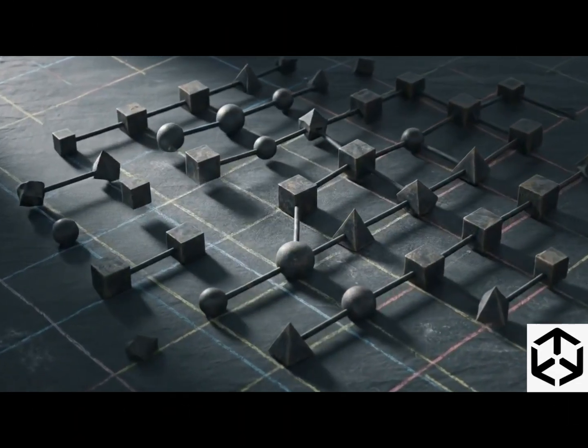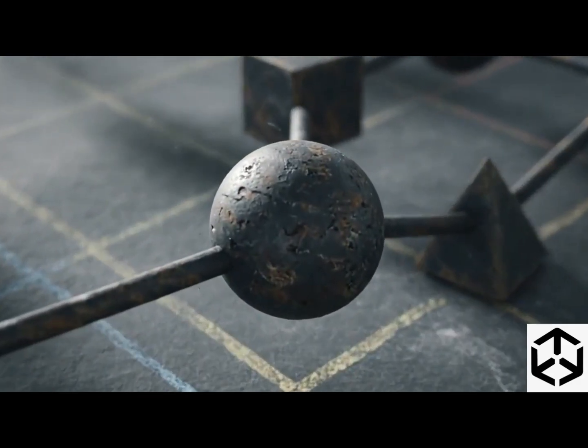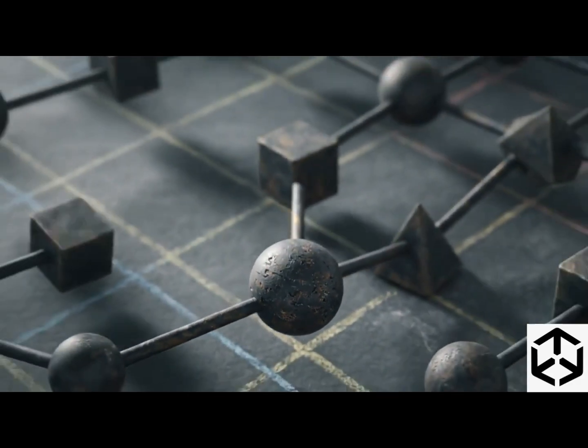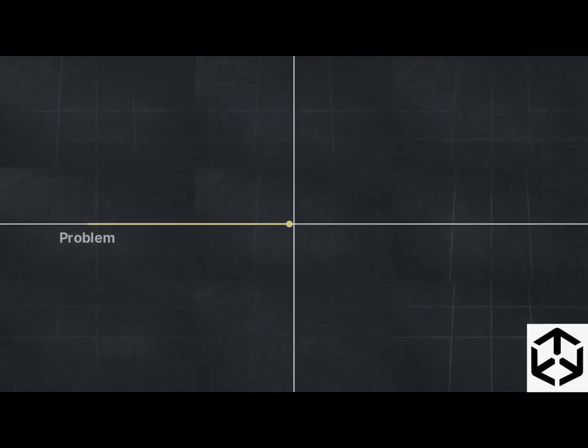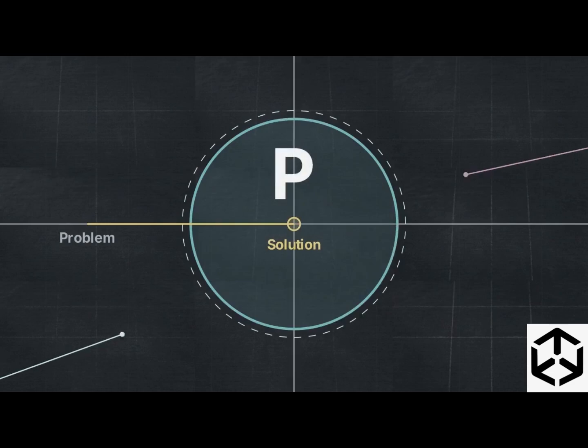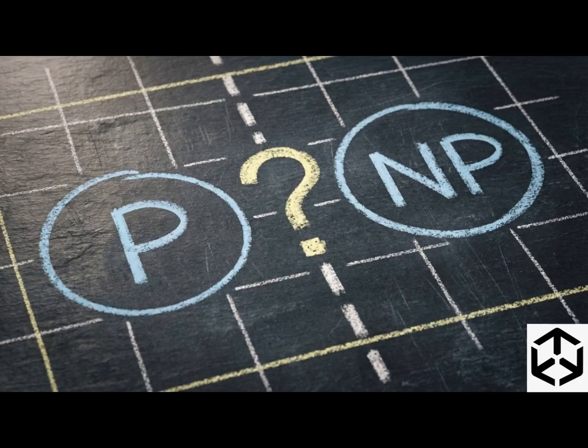In theoretical computer science, we categorize problems by two distinct actions: finding a solution and verifying that a given solution is correct. Problems solvable in deterministic polynomial time belong to the class P. Problems where a solution can be verified in polynomial time, even if finding that solution is difficult, belong to the class NP. Our objective is to determine the formal relationship between these two domains and demonstrate their separation.